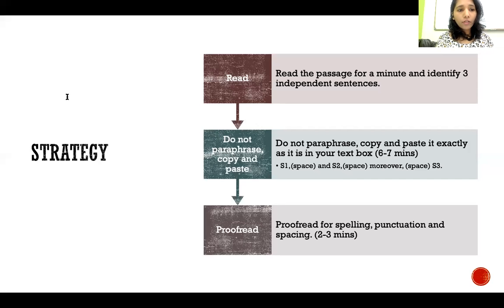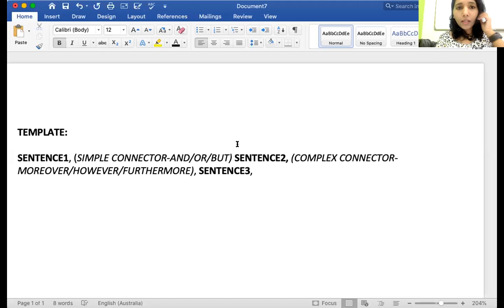So this could be your template for your summarized written text. So you could use this template or as an example. So let me start sharing my screen. Okay, so this could be your template for summarized written text.